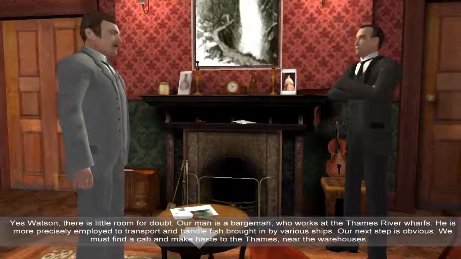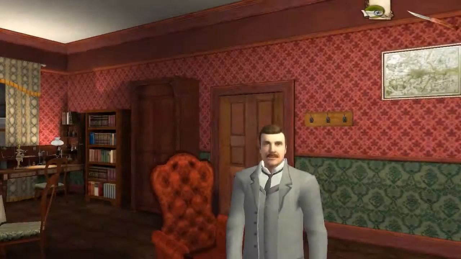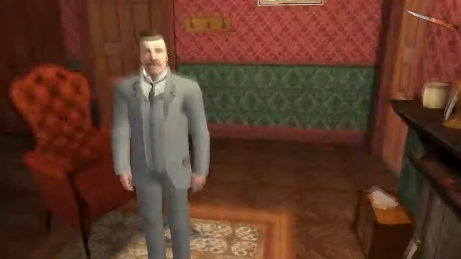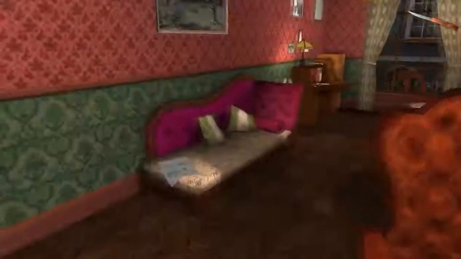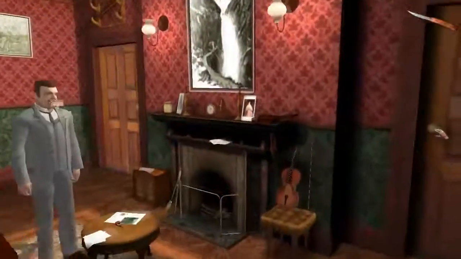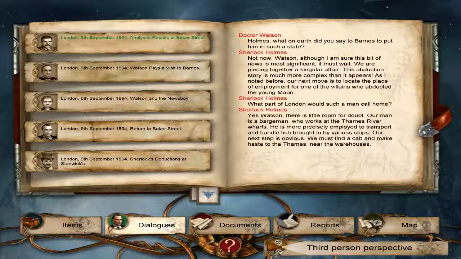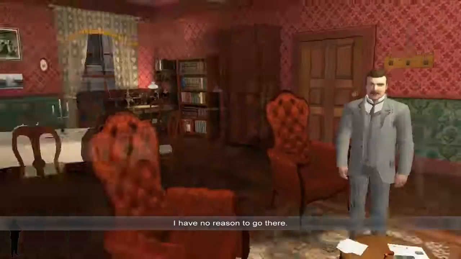Oh yeah, to the Thames, pretty near the warehouses. I was caught up on the Hindi thing and linen whatever. Here we go. Here's first person. Not sure I want to use this though. This is quite disorienting. And the camera's way too fast, but whatever. I have no reason to go there.